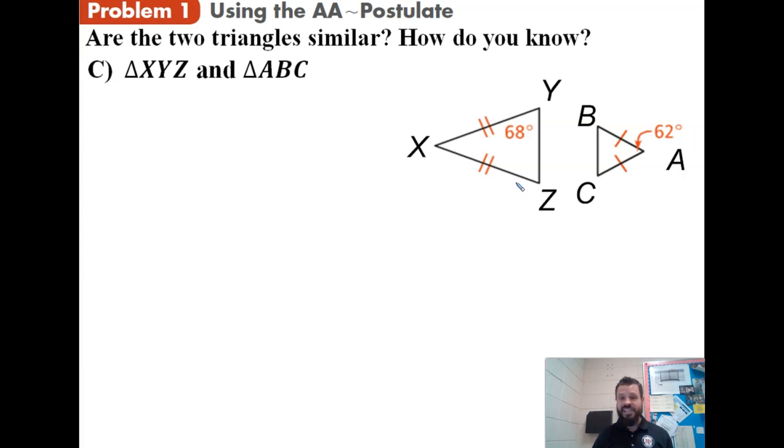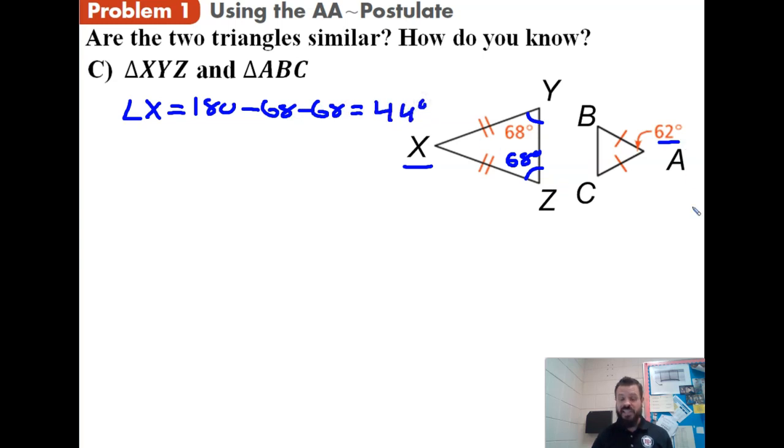Now here I've got isosceles triangles. We know that in isosceles triangles, the angles across from the congruent sides are congruent. So Z would be 68 degrees along with the Y. We can then find X and see if it's the same as A. Angle X is equal to 180 minus 68 minus 68, which gives us 44 degrees. Again, that's not the same as its corresponding angle, this 62. So again, not similar would be the answer to this one as well.